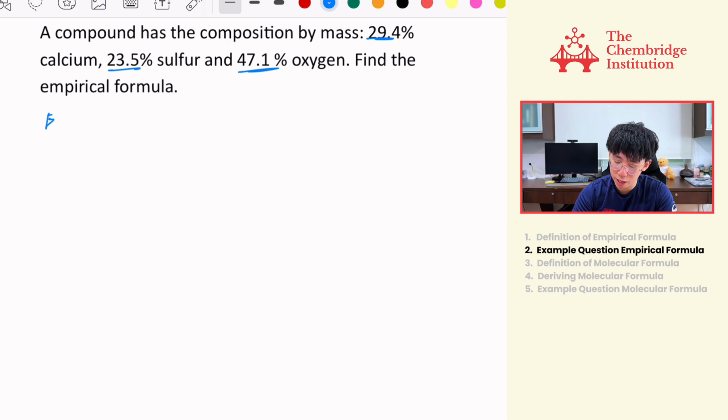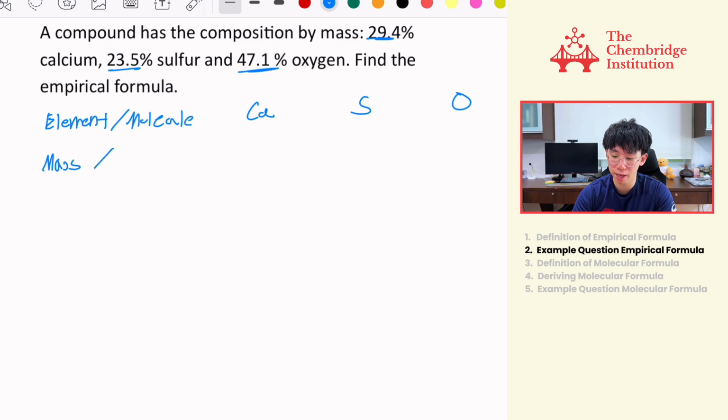So here we have element or molecule. Here you're given calcium, sulfur, and oxygen, and then you are given the percentage by mass. So here I like to just put mass per 100 grams. You can put mass in grams as well, that works too. So this is just 29.4, 3.5, and then 47.1.